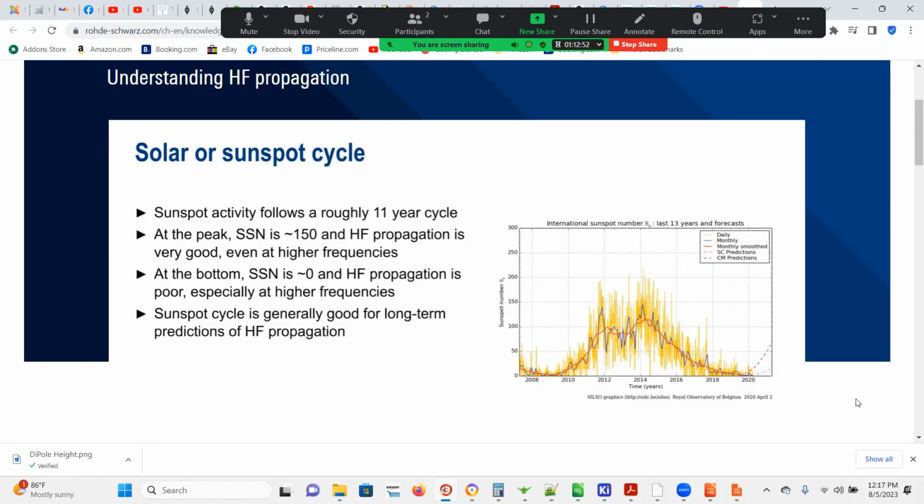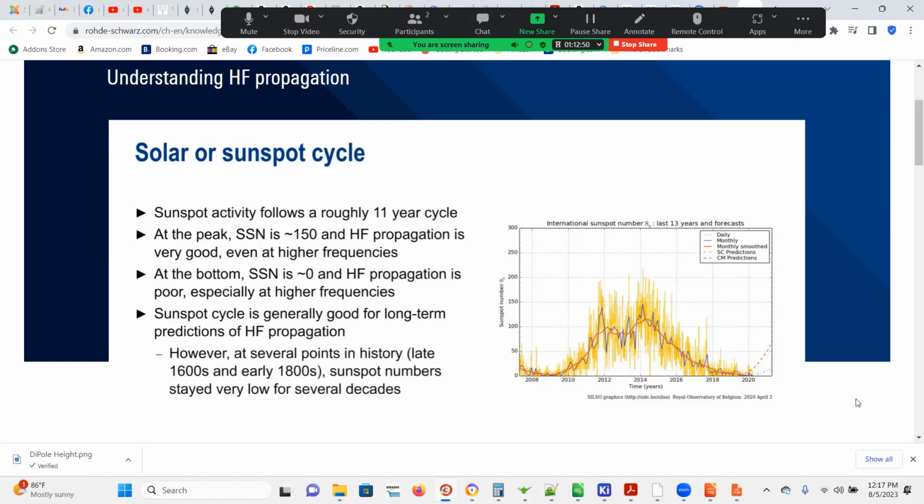It's also, however, worth noting that at several points in history, for example in the late 1600s and the early 1800s, sunspot numbers stayed low for several decades, creating so-called minimums or minima with very little solar activity. The reasons for these minima are still very much a mystery.